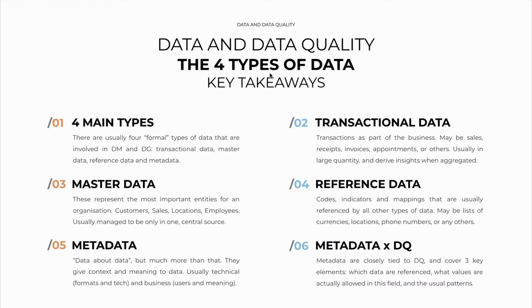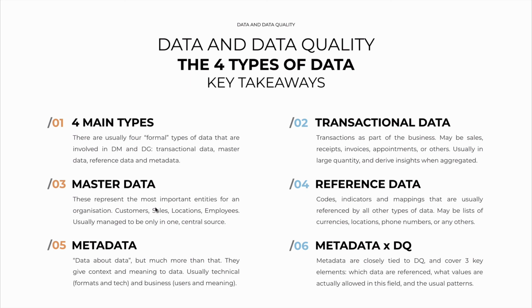Then, what are our key takeaways? The first, as we mentioned, is that we have 4 key types of data, and these are crucial for both data management and data governance: transactional, master, reference, and metadata. First, transactional data. These are part of the business. They may be sales, receipts, appointments, invoices, or others. They're usually in large quantities, and they derive insights only when aggregated.